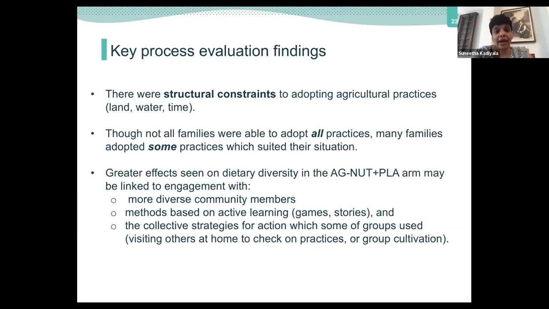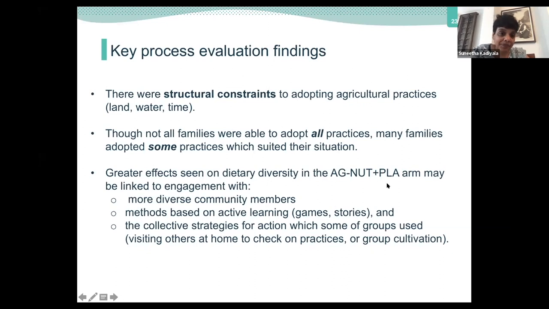It has to be indoors, and it is a small screen. So there might be some participation limits there, whereas with PLA there are less so, and therefore that might have complemented the video dissemination as well. The methods are also based on more active learning, like games and stories. And as part of the process in the PLA, women tried to develop collective strategies for action. Some groups have shown implementation of these collective strategies. For example, group members assigning each other to check on more vulnerable households and handhold them, and to continue to motivate women to adopt practices that might be beneficial for them.